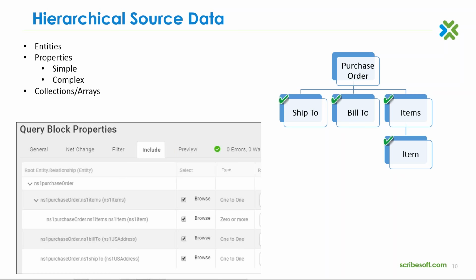It's about as simple as you can get. And that was really all you could access within Scribe. And so now what we've added are the ability to access complex properties and collections and arrays. And so just a little example I have here on the right.